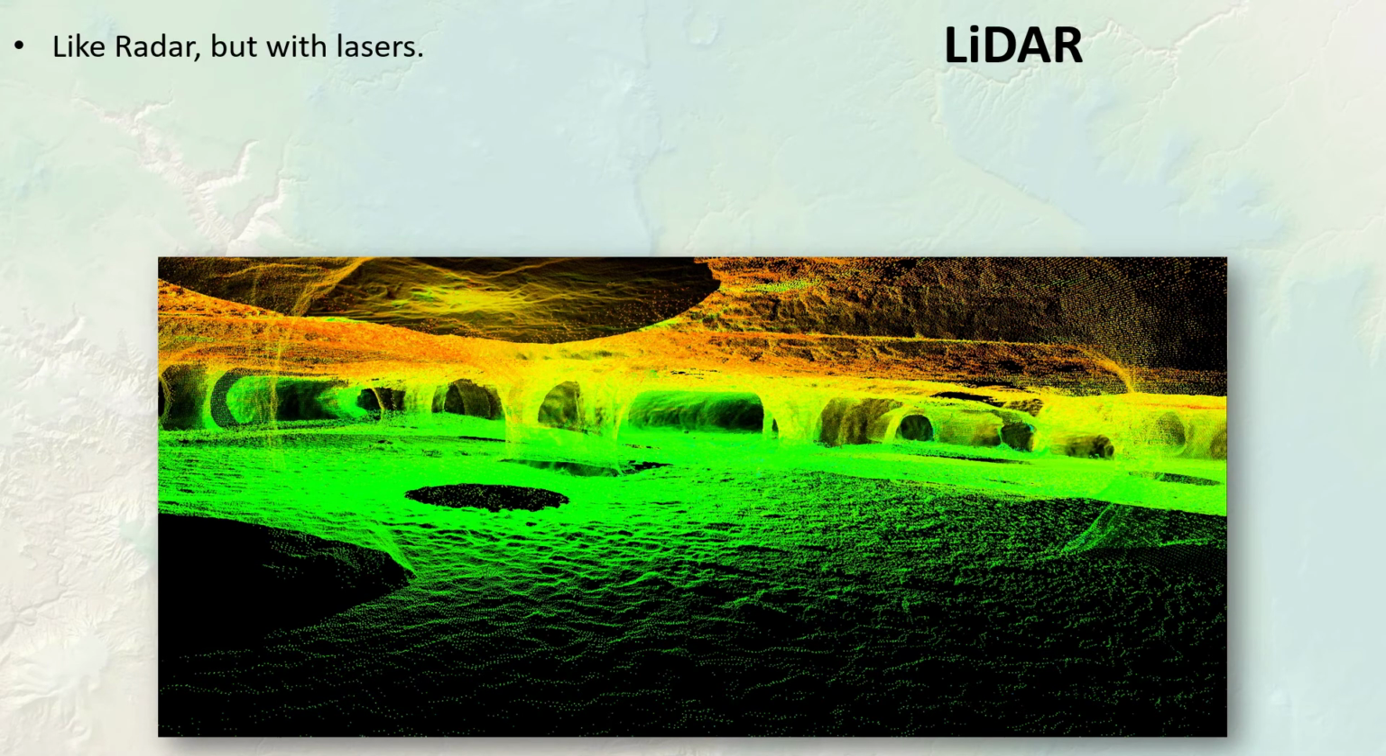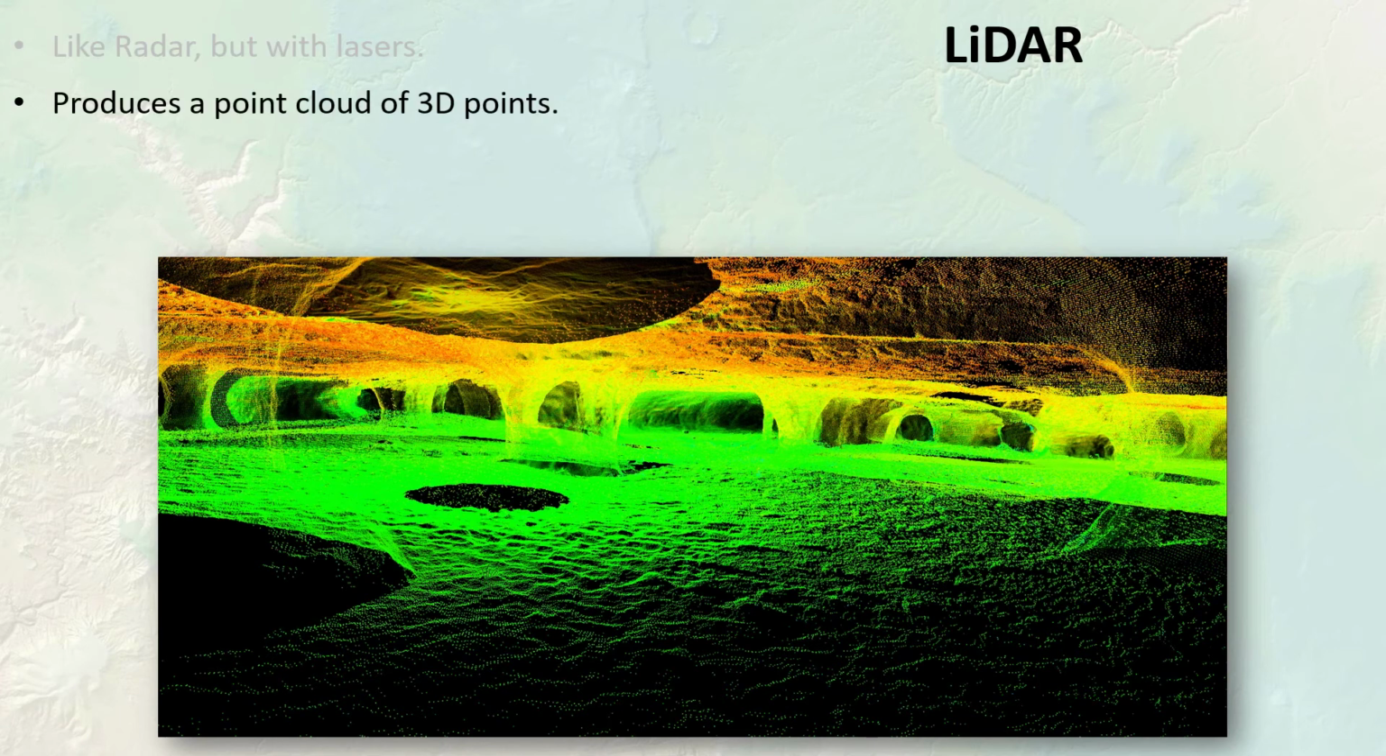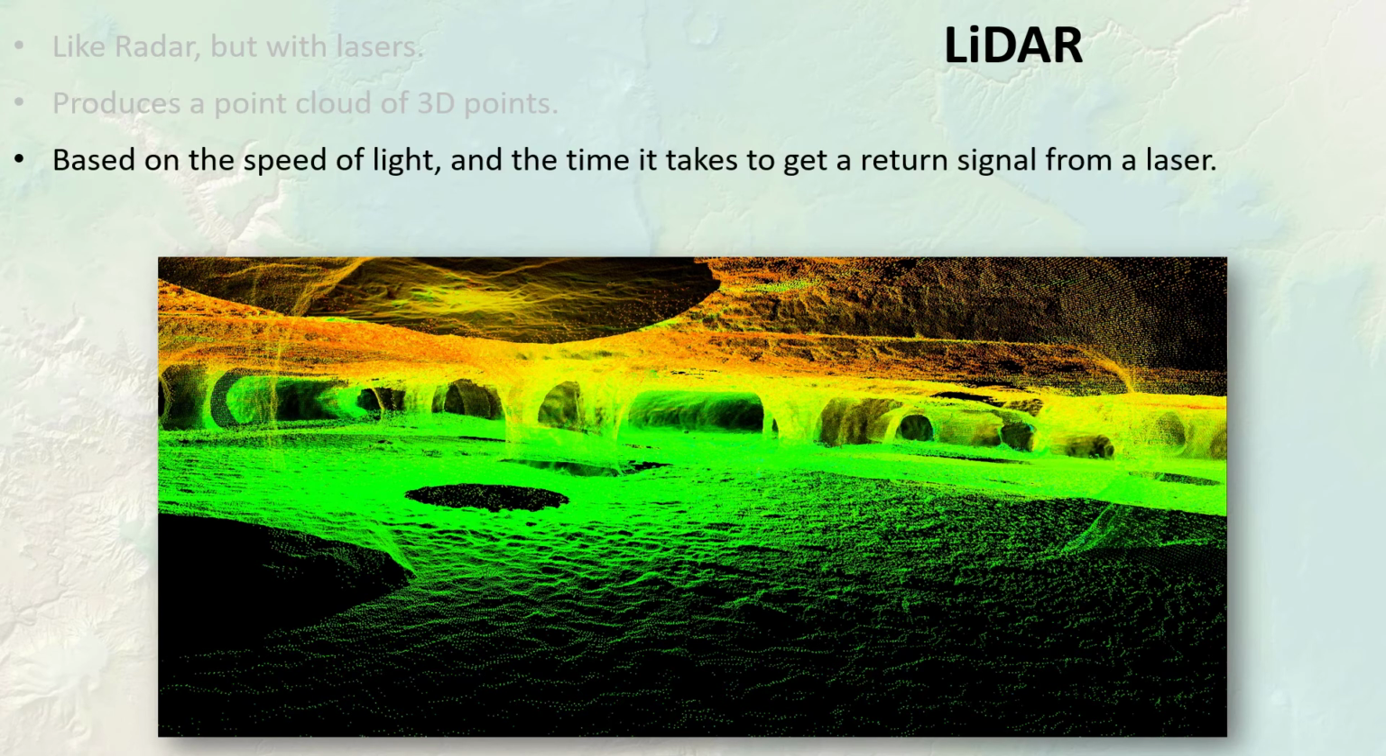LiDAR is much like radar, but it uses lasers instead of radar waves and produces this point cloud of three-dimensional points, usually huge numbers of points. The locations of the points are determined by the time it takes to get a return signal from the laser, so it's calculated from the speed of light.